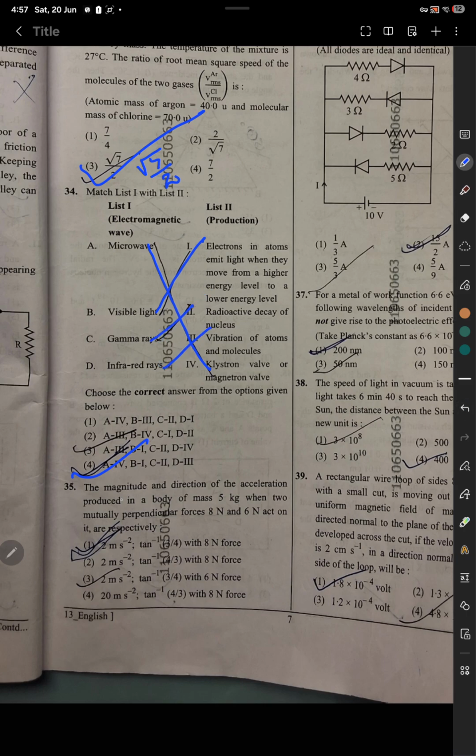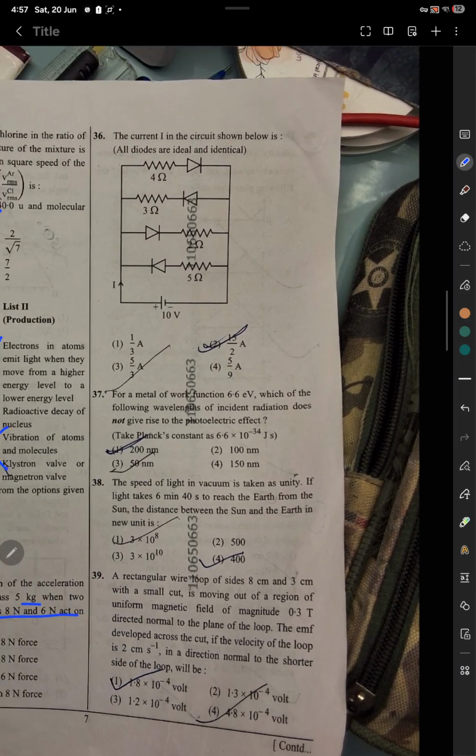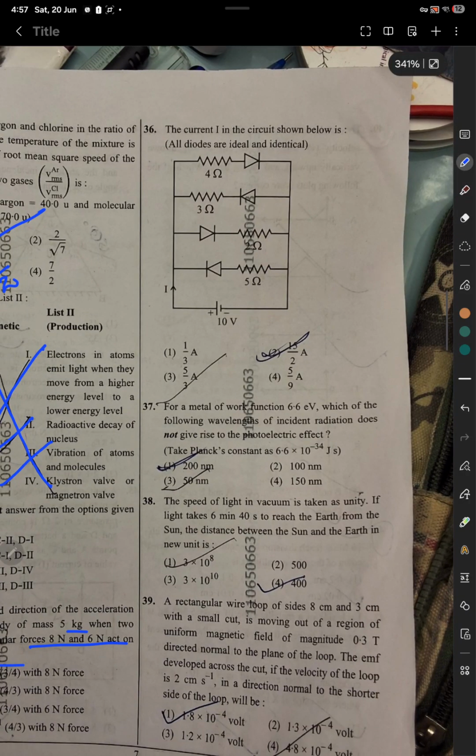Okay, so question number 35. The magnitude and direction of acceleration produced in a body of mass 5 kg when two mutually perpendicular forces, this, act on it are respectively. Option number 1 is correct. Question number 36. The current I in the circuit shown below will be this, 15 by 2 ampere.